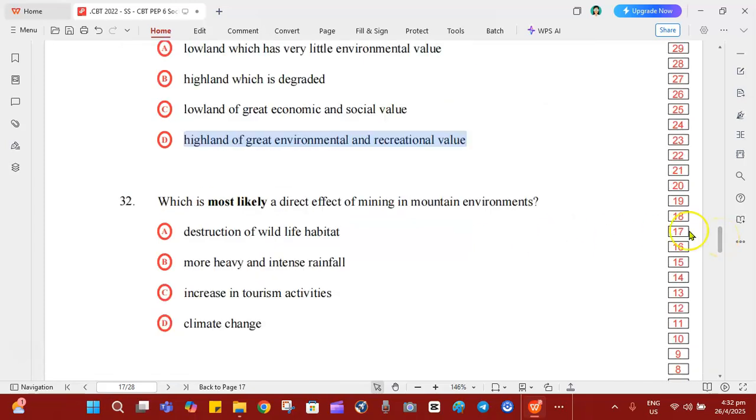All right. Which is most likely a direct effect of mining on the environment? A says destruction of wildlife habitat. B says more heavy and intense rainfall. C says increase in tourism activities. D says climate change. The most direct would be destruction of wildlife habitat.